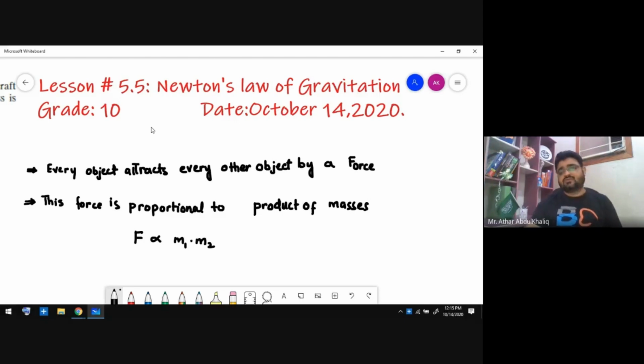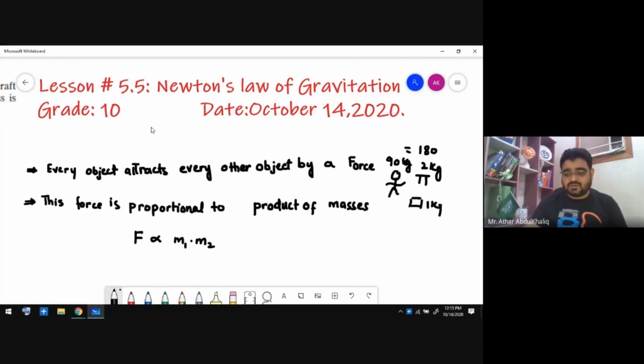For example, if I'm talking about myself, this is Mr. Athar, and he is standing at some place and he attracts a table in front of him. He attracts a box placed near to him. So the force between me and table depends upon the mass of myself and mass of the table. So the product between me and table is 180, whereas the product of me and box, if it is a 1 kilogram box, is 90.